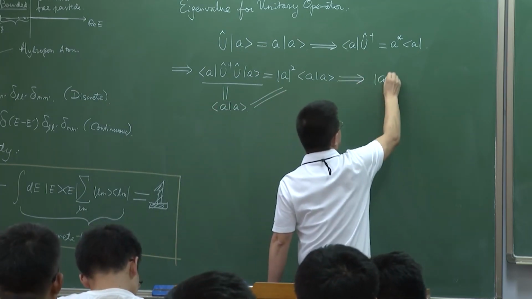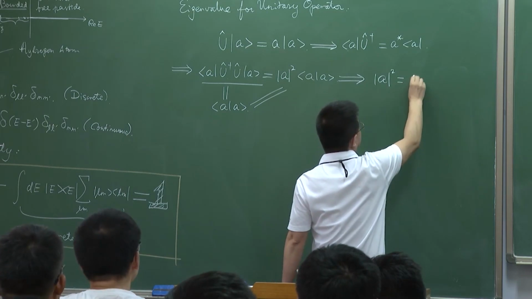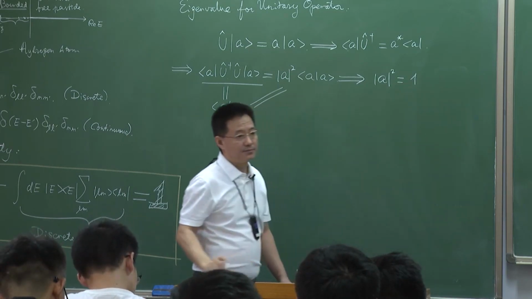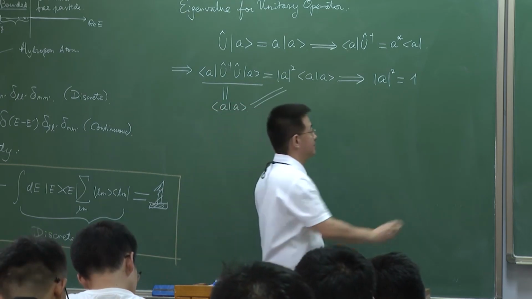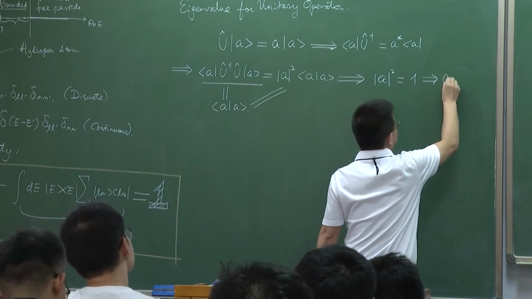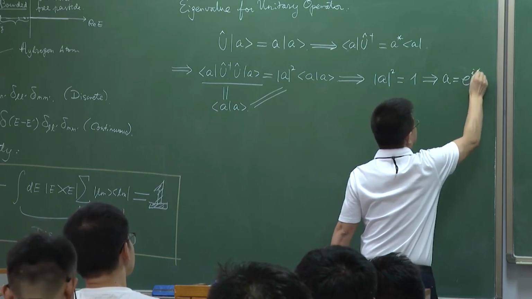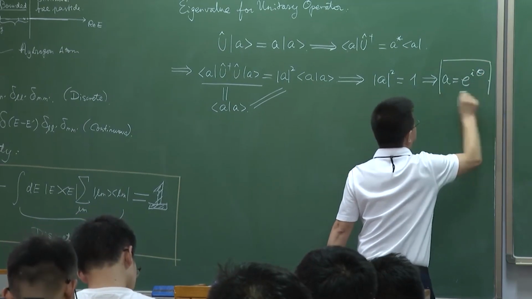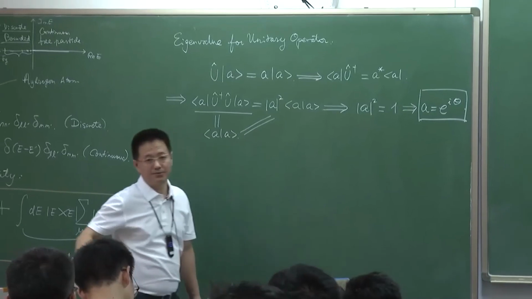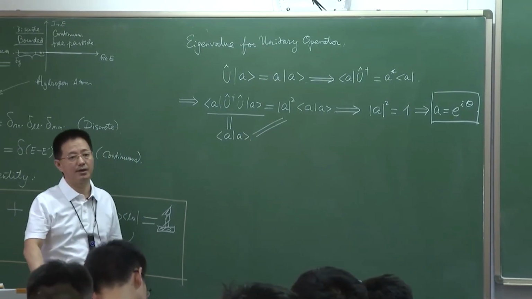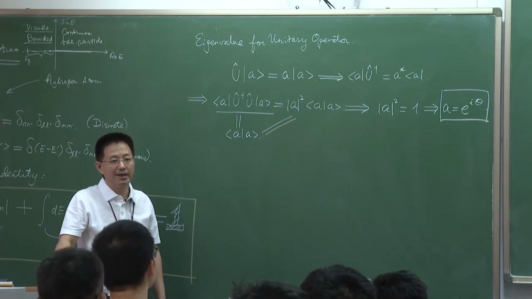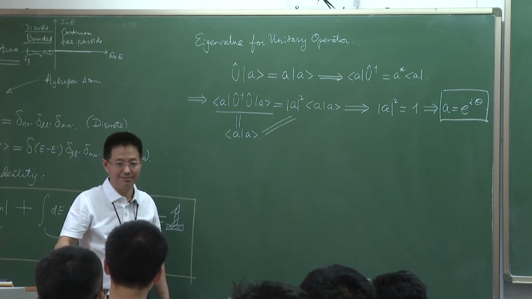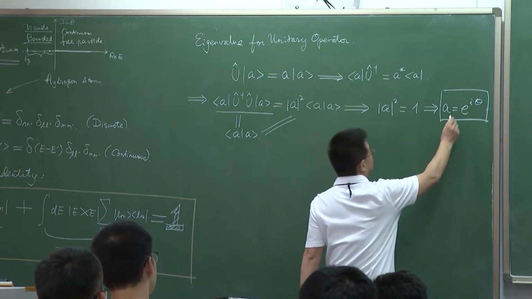So that means the square of the absolute value of a is equal to unity. So that means a is equal to this. So this is a theorem for the eigenvalue of the unitary operator. The eigenvalue of the unitary operator must be a complex number. a is a complex number, right?